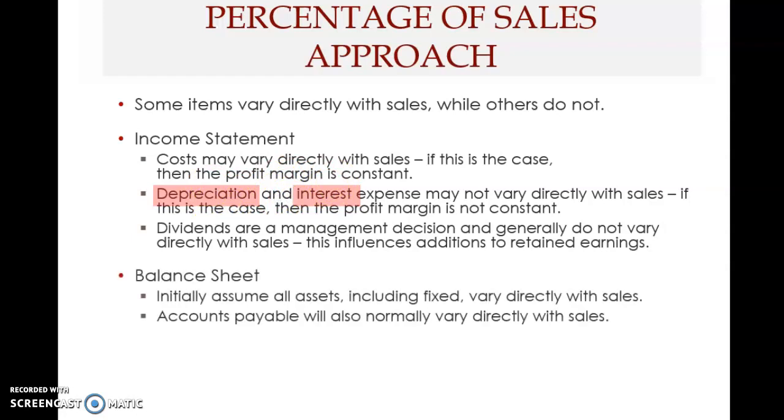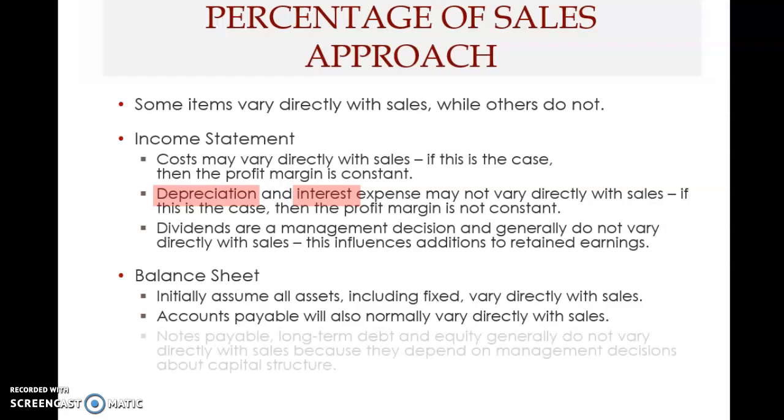Then we move on to the balance sheet. Once we finish forecasting the income statement, we move on to the balance sheet. Here, initially we assume that all assets, including fixed assets, vary directly with sales. We will relax this assumption later. But initially we assume that all assets vary directly with sales. Then accounts payable will normally vary directly with sales, because we call accounts payable a spontaneous liability. Therefore, this is another assumption.